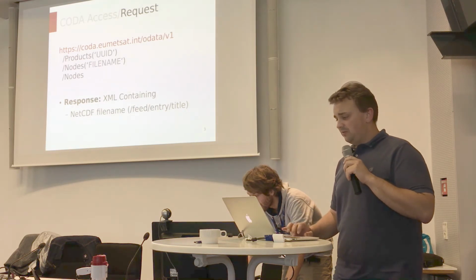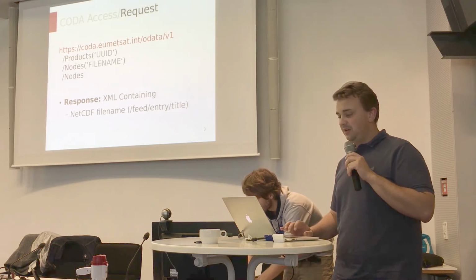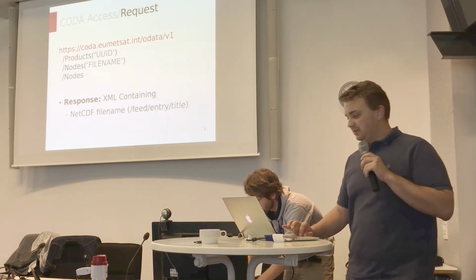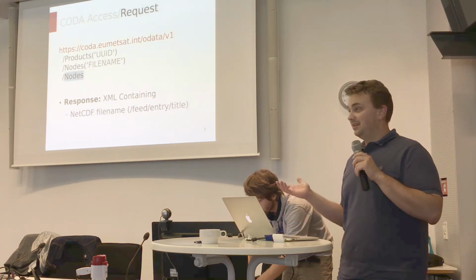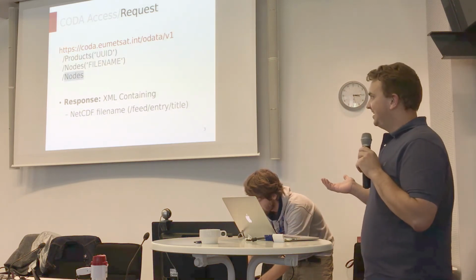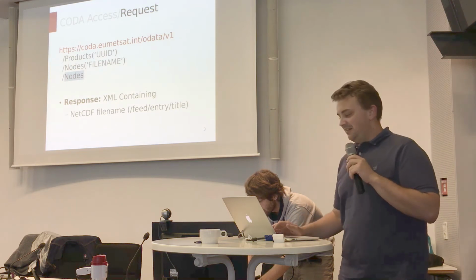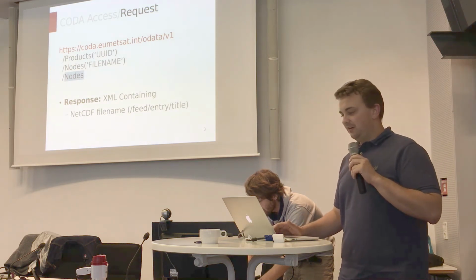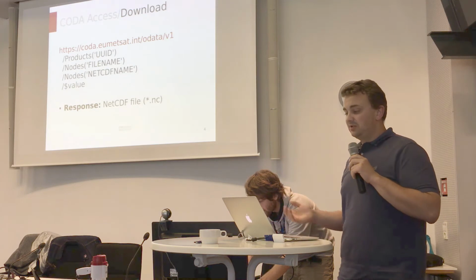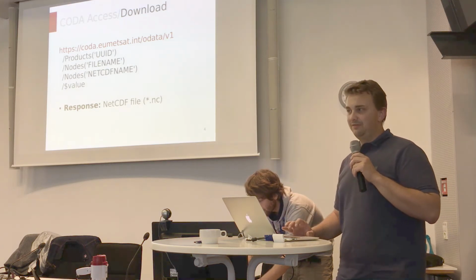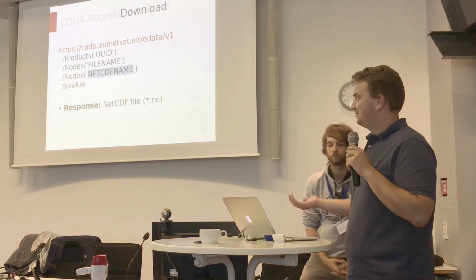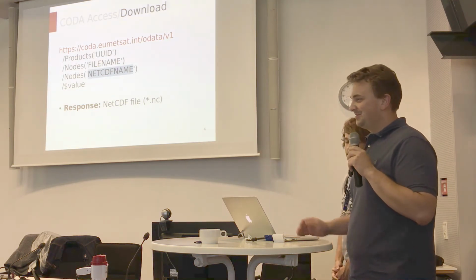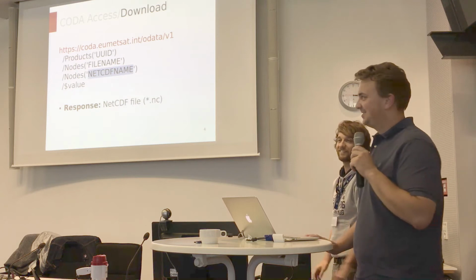And the product, we can request it like this. We have to enter the UUID and the file name. And with this node address, we can then get the data that is contained in this product. This is basically a list of netcdf files. And finally, once we know the name of the netcdf file that we want, we can access it this way. It's pretty straightforward once you know it, but as long as you don't know it, it's a lot of trial and error.